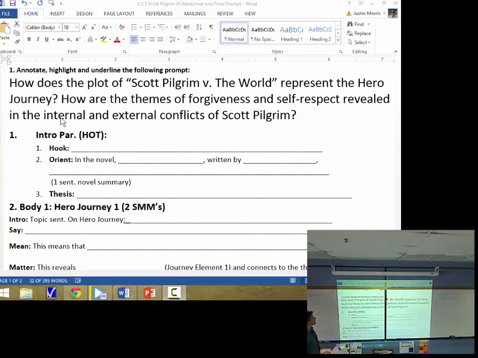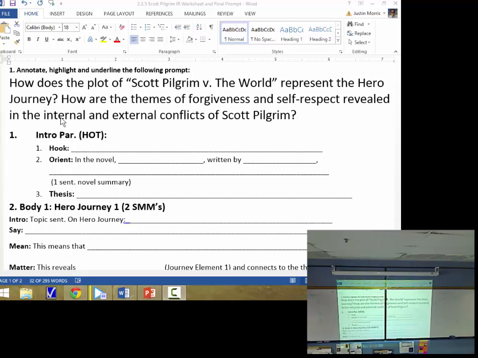All right, I gave you 40 seconds. Revealed in the internal and external conflicts of Scott Pilgrim. Underline internal, underline external. What's internal mean? In his mind. Literally inside himself. So go right inside. What does external mean? Outside. Write that down.